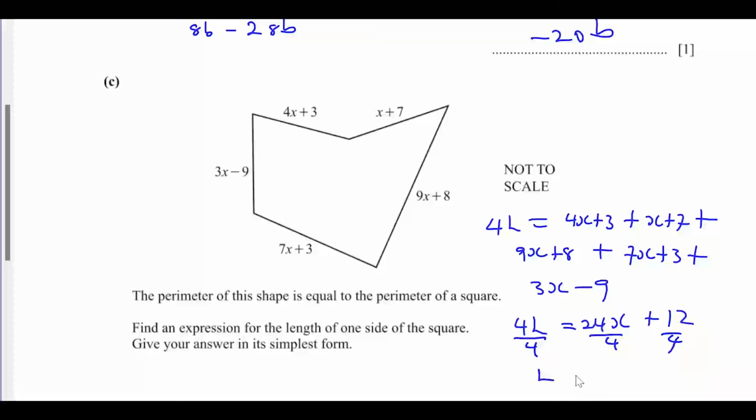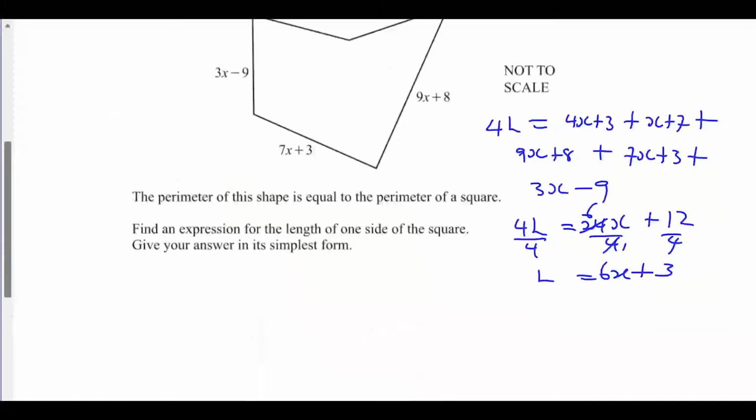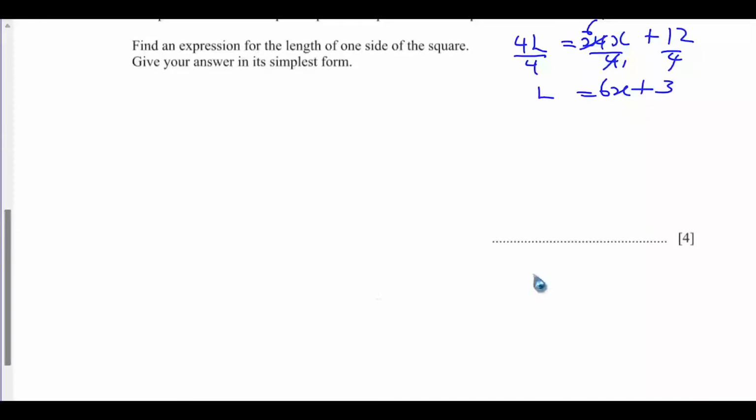So this will give you L to be equals to, sorry, this will be 6x. So 4 goes in 4 once, 4 goes in 24, 6 times. So you have the length to be equals to 6x plus 3. So that is the answer to that. So we have L to be equals to 6x plus 3. So let's go to the next one.